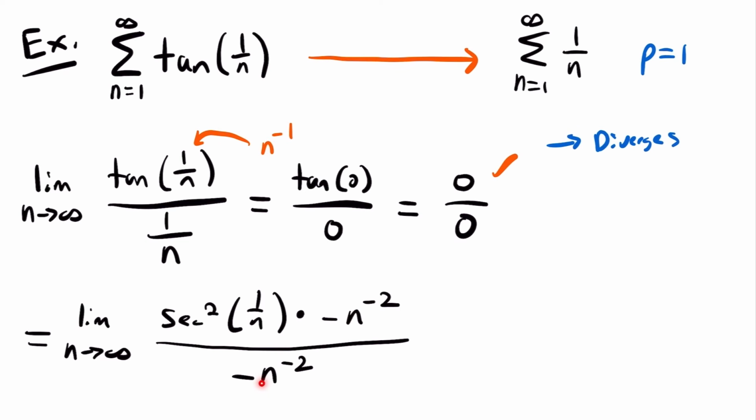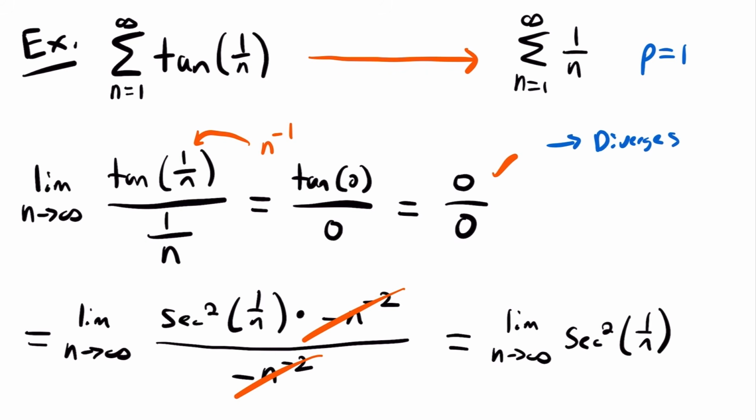Now in the numerator and denominator, we have this same expression of negative n to the negative second power, and so those are going to cancel out, and we're just going to be left with the limit as n approaches infinity of secant squared of 1 divided by n. And so as n approaches infinity, 1 divided by n is going to approach 0. And so we have secant squared of 0. In fact, I'll write that out. This is equal to secant squared of 0. And secant of 0 is 1. And so secant squared of 0 will be 1 times 1, which is equal to 1.